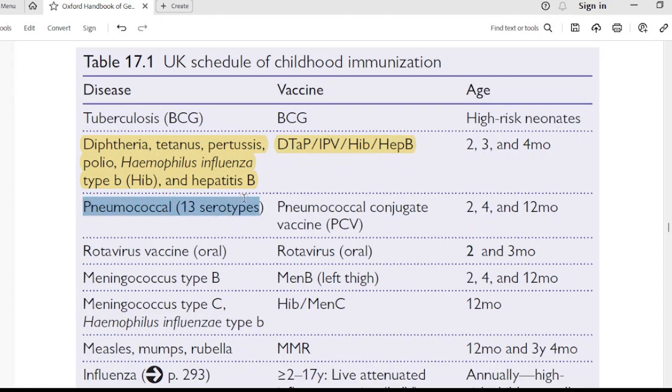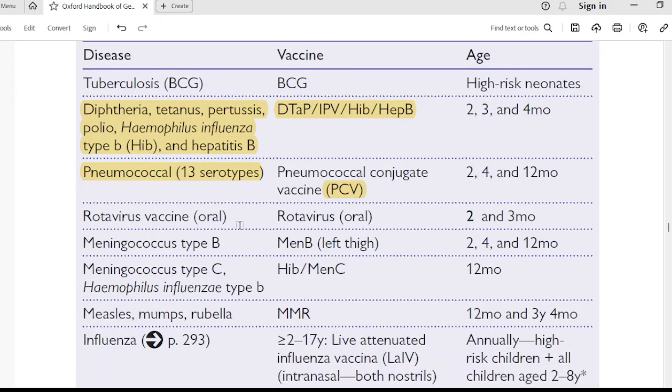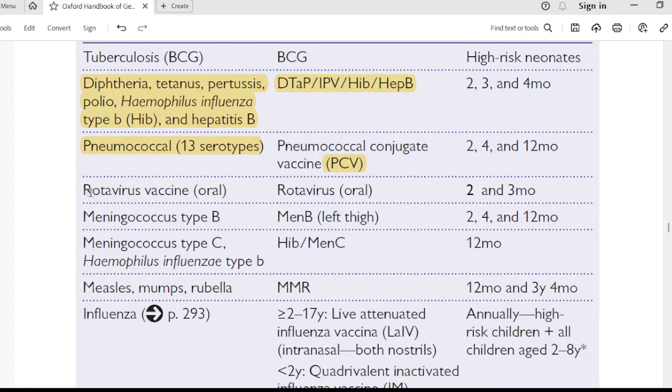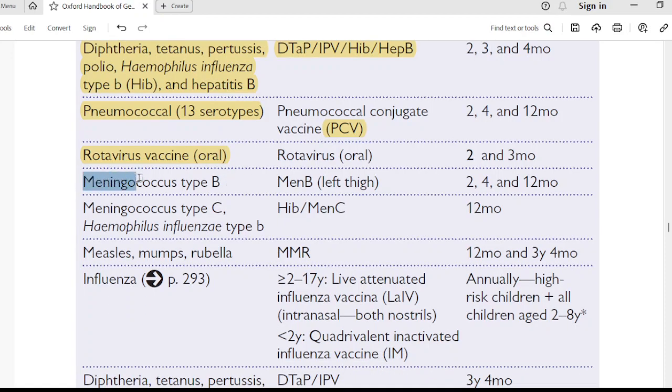Again pneumococcal vaccine, 13 serotypes, PCV, that is a vaccine given to children, and pneumococcal PPV is given to adults. So PCV is given at 2 months, 4 months and 12 months. Rotavirus vaccine, given at 2 months and 3 months. Meningococcus type B vaccine, Men B, is given on the left thigh at 2, 4 and 12 months, same as pneumococcal vaccine.